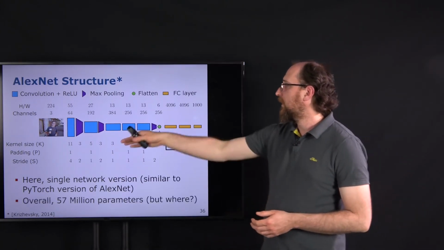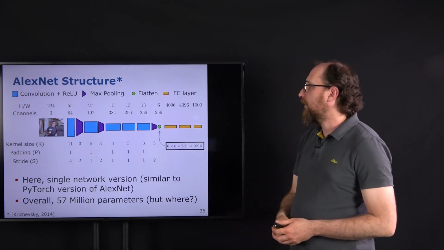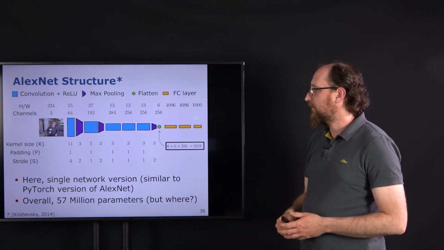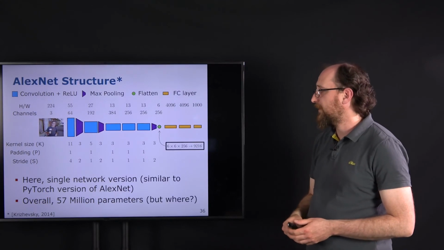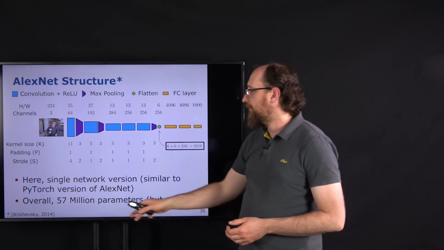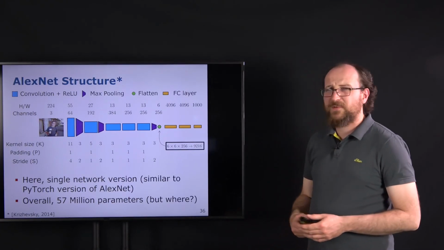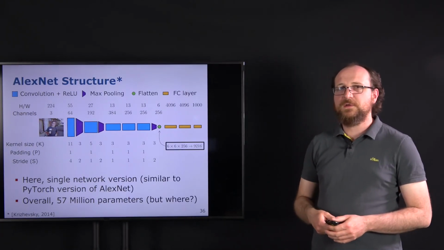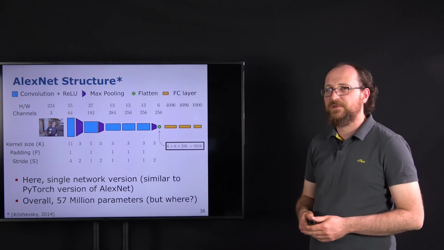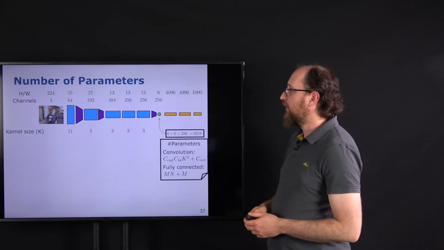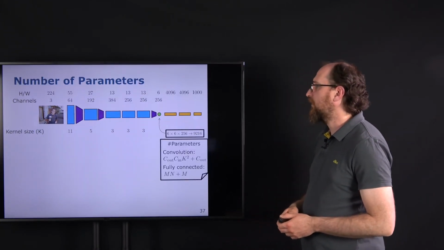So when you now look at this network, you can come up with the number of parameters. It's basically 57 million parameters in the end. But the interesting question is, where are actually the 57 million parameters spent? For this, we are looking again at the structure.